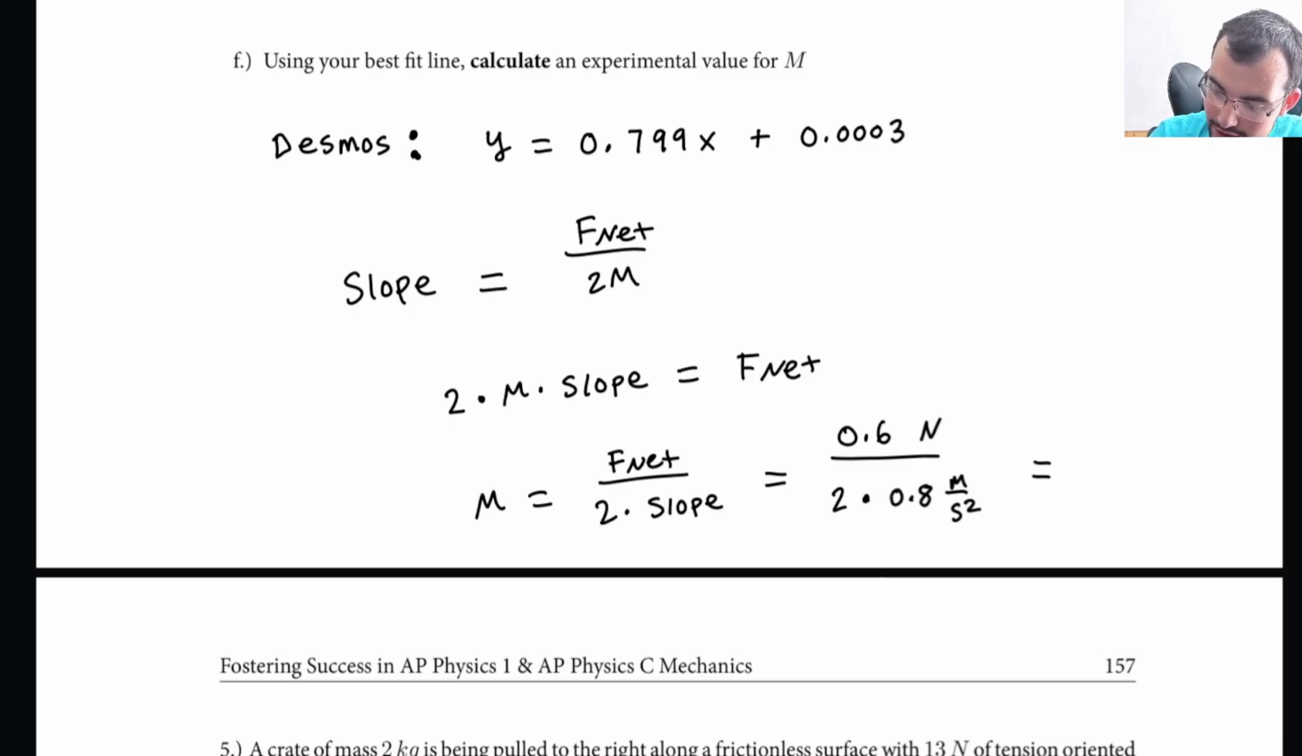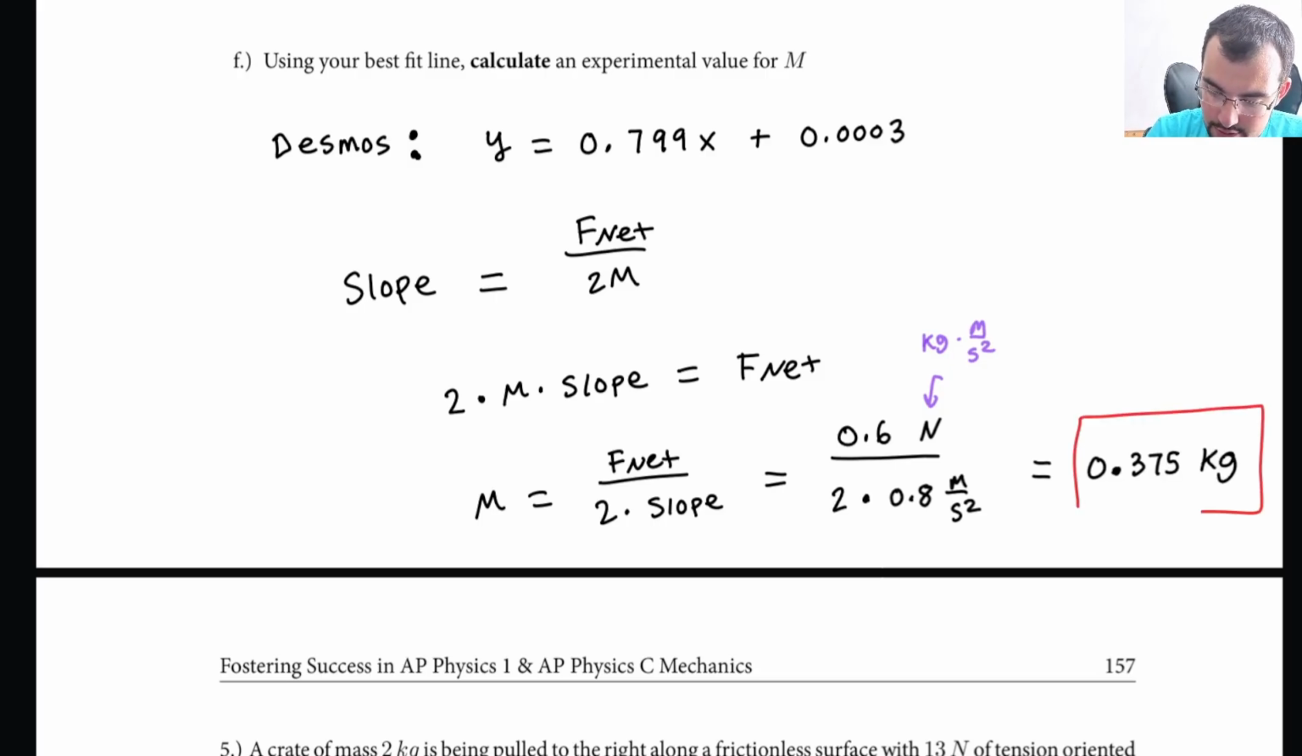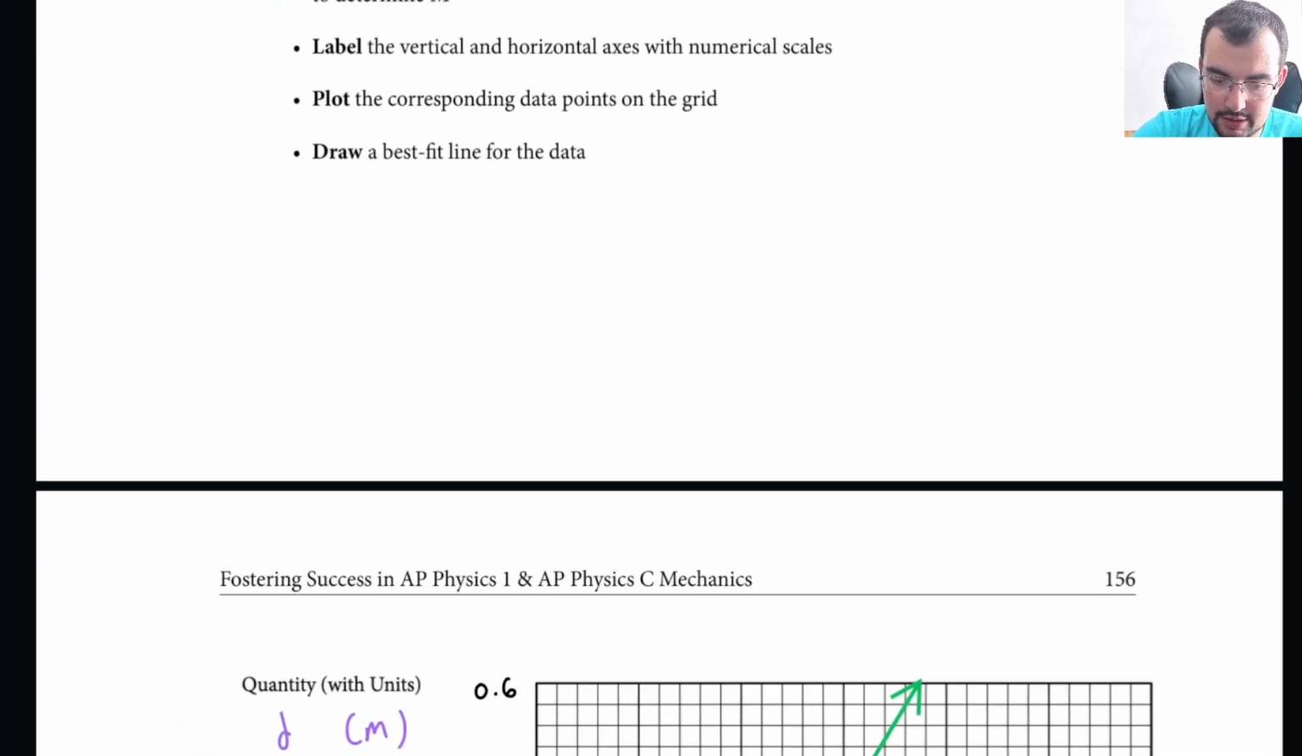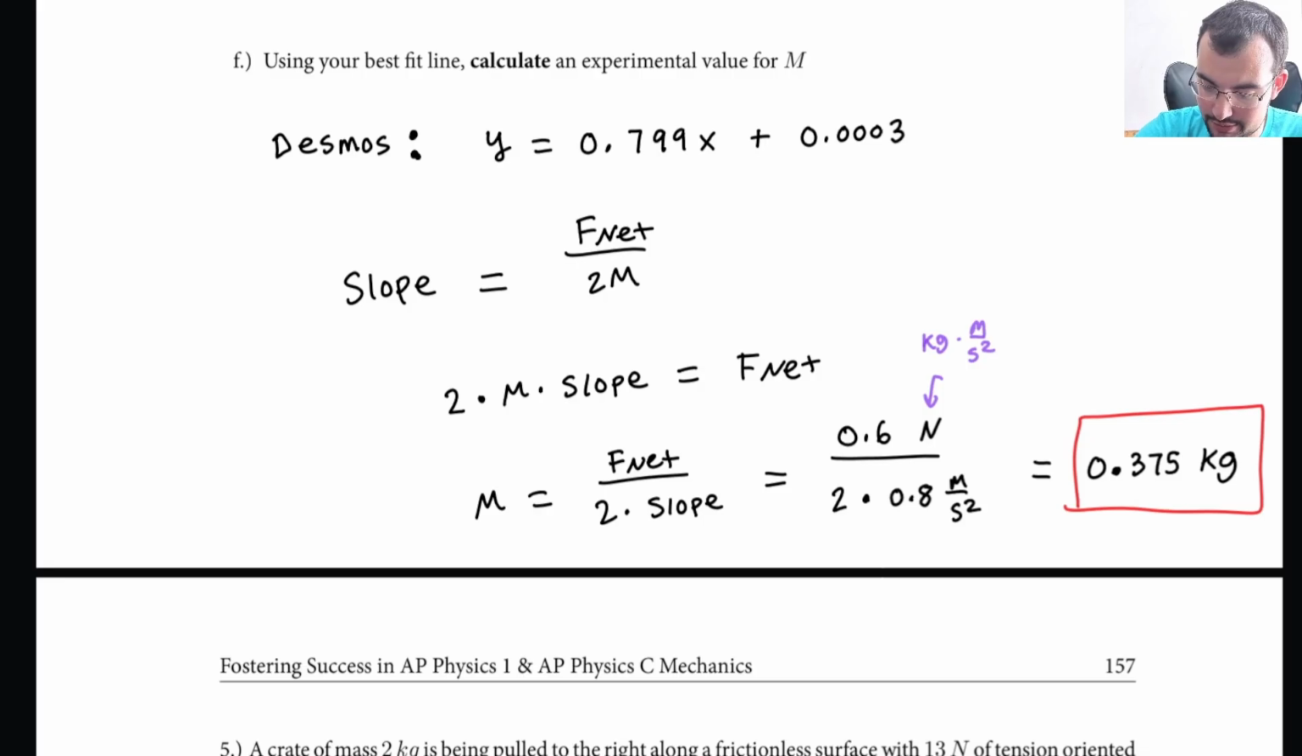But if we remember actually how the newton was defined, we said a newton is a kilogram times a meter per second squared. So the meters per second squared cancel out, giving us kilograms. So I'll TI this, and I get 0.375 kilograms. Seems reasonable for a piece of lab equipment. I always try to put regular values in here. So that is that. That's a nice classic linearization.